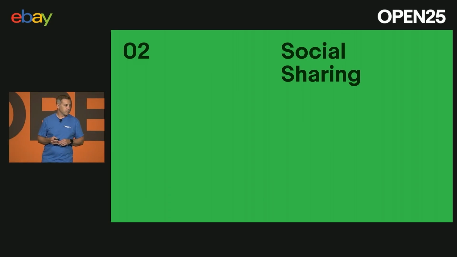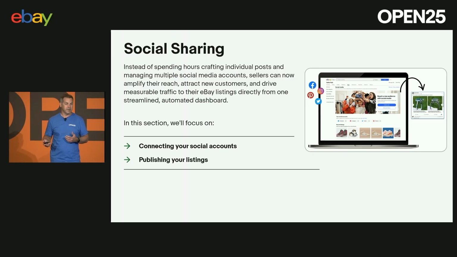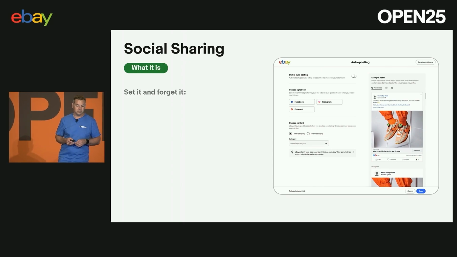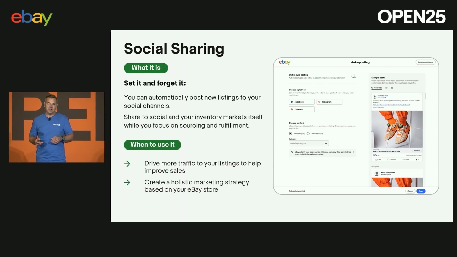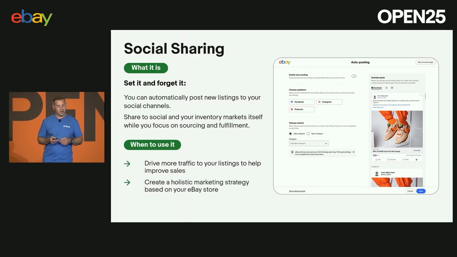Shifting gears a little bit, I'm going to be talking about social. We all know, I think, that if we post our items to social media, we'll get more eyeballs on it, and we'll drive more sales. But who has the time for that? With some new tools we've built, we make it a lot easier to connect your social accounts and then make it easier for you to publish your listings. So we think about this as a tool to set it and forget it. So you can connect your social channels, and then if you want, automate it so that those items will automatically be published to your social channels.